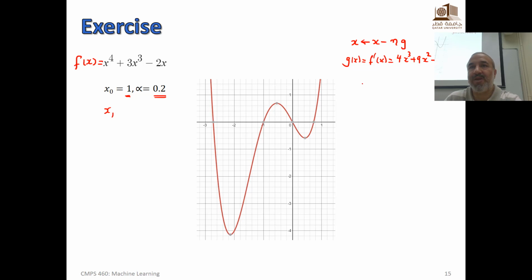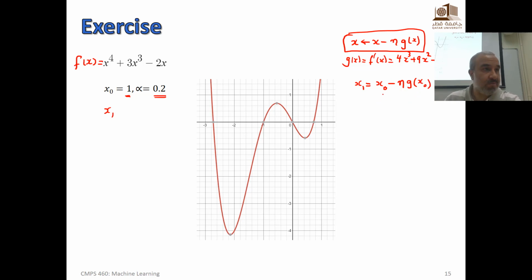Okay, so how can we get x1? So x1 will be x0 minus the learning rate times g of x. We'll just write the equation now. So this is g of x, that's the general rule. Now we are applying it to the first point. So x1 is x0 minus the learning rate times g of x0, the derivative at x0.